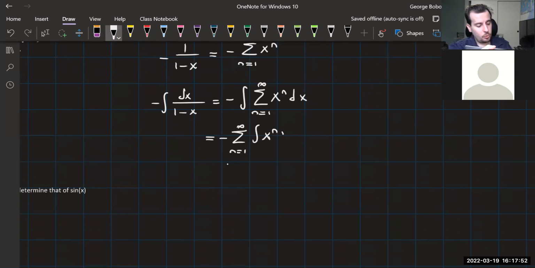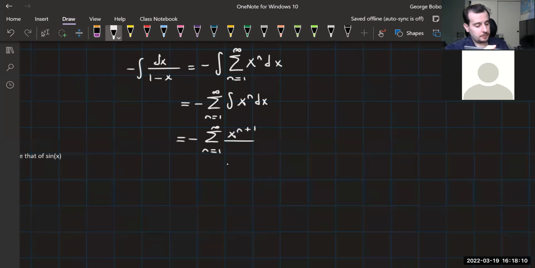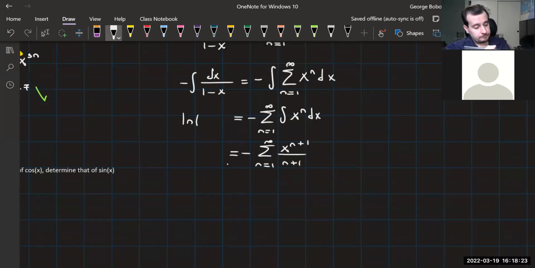So this is nothing more than a polynomial getting integrated inside that sum. What would the result be here? X to the power of n plus 1 over n plus 1. Exactly. That is literally it. And so on the left here, though, when we integrate this, what do we expect to find? Ln of 1 minus x.